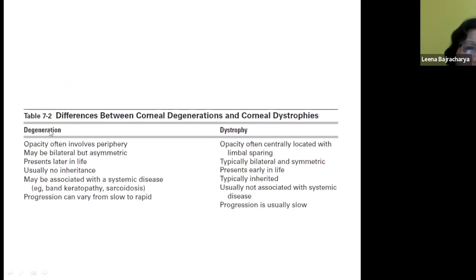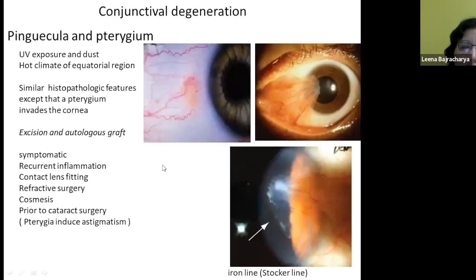In corneal degenerations, opacity involves the periphery, but in corneal dystrophy, opacity is often centrally located with limbal sparing. Degenerations are typically bilateral but asymmetric. Dystrophy is typically bilateral and symmetric. So I'm going to talk about those which are mostly common, and those which are not common I have not included because of the limitation of time.